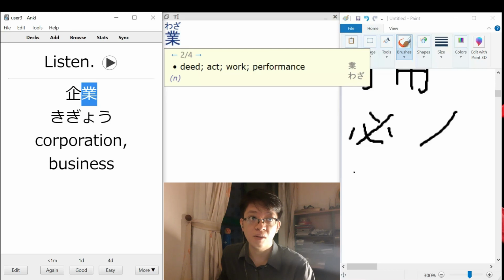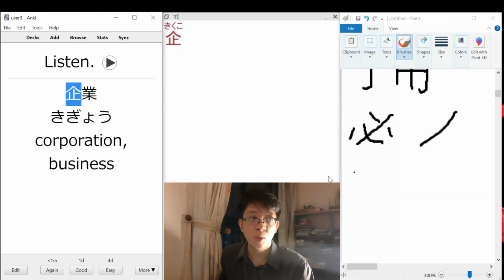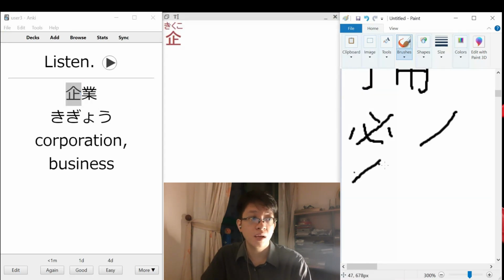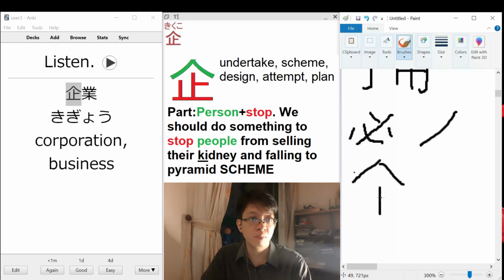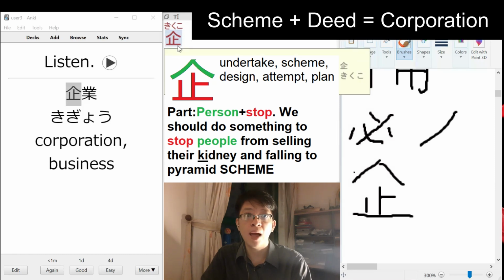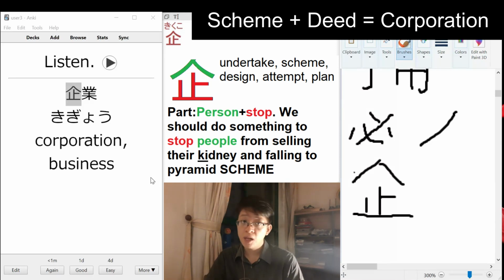Business or work or act or did. Yeah. This one is the new one. We have a person here, and then this one means to stop, and it means like scheme or plan or undertake. Yeah, so I guess the mnemonic I come up with is like, we should do something to stop people from falling to pyramid scheme. Yeah.